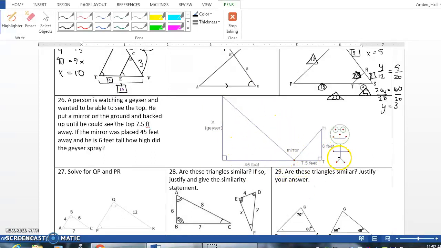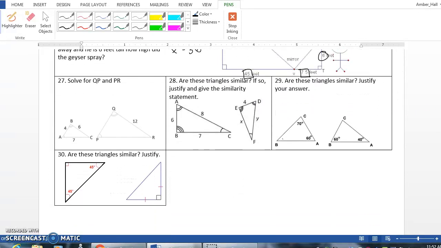It is a proportion problem. So X is going to correspond with his height, which is 6 feet, and 45 is going to correspond with how far away the man is from the mirror, 7.5. So if we set up our ratios, 6 over X equals 7.5 over 45. Cross multiply, 270 equals 7.5X, and X equals 36.